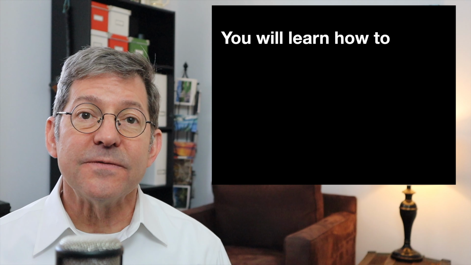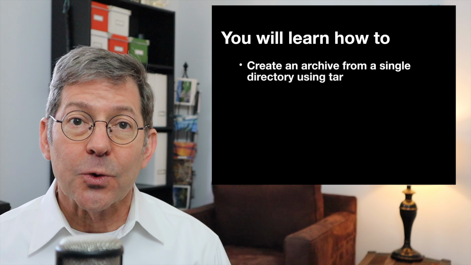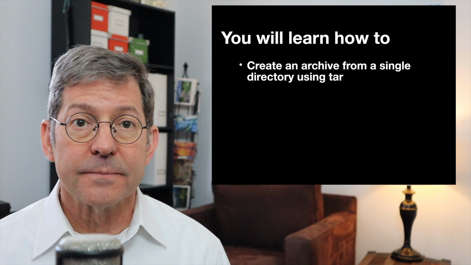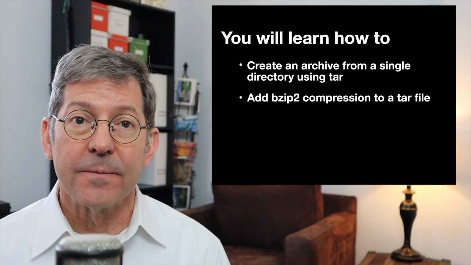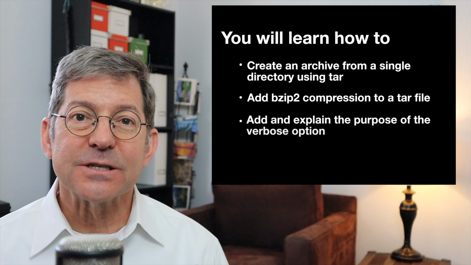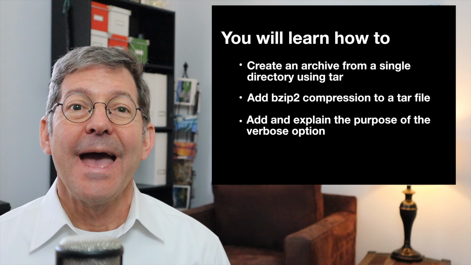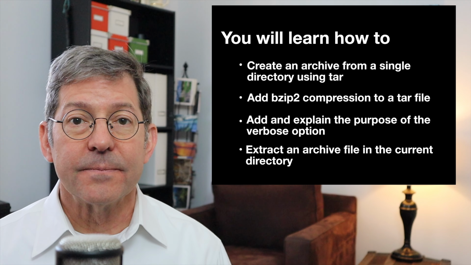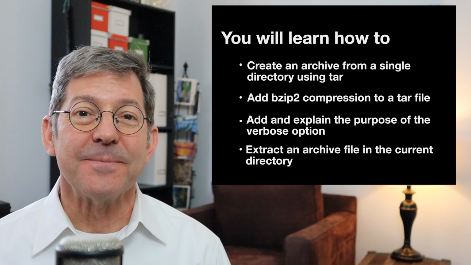If you watch this video in its entirety, you will learn how to create an archive from a single directory using tar, add bzip2 compression to a tar file, add and explain the purpose of the verbose option, and extract an archive file in the current directory. We've got a lot to get through, so let's get started.